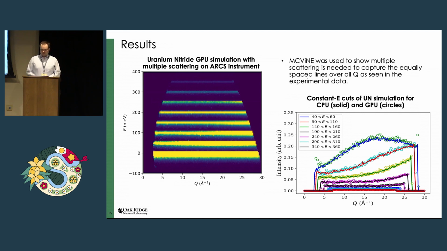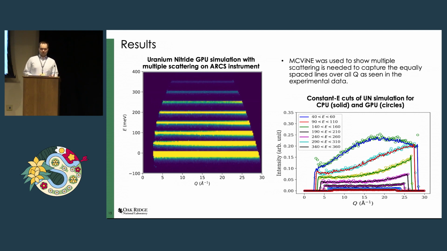We found out that this was because MCViNE was using single scattering only. To capture this effect, we needed multiple scattering. And in enabling multiple scattering, we were able to capture the same experimental data. That was originally done on the CPU back in 2014, I believe.